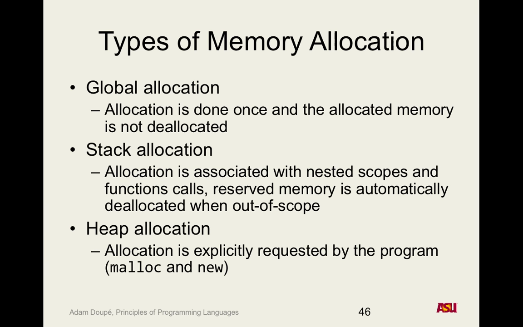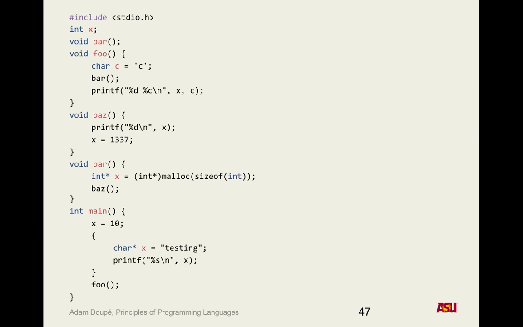Okay, so now we're going to look at some examples and try to identify what types of allocations are being used in the program. This is, I believe, from the practice midterm. Code from there. Let's think about some of these variables and where they're allocated. What about this variable up here at the top? Which of those three types of allocation is this? Global. Yeah, it's allocated once, and that memory is never deallocated, so it's always valid throughout the entire execution of the program. Cool. That's pretty easy.